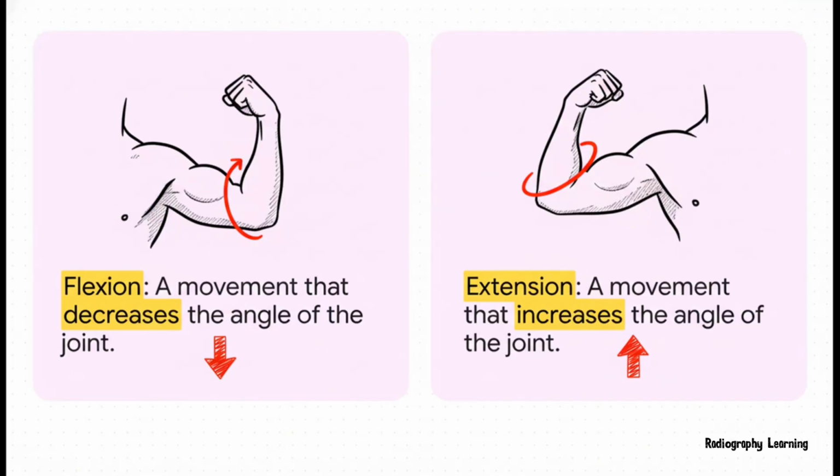flexion and extension. Flexion is just bending a joint, which decreases the angle. Think about doing a bicep curl. You're flexing your elbow. Extension is the exact opposite. It's straightening that joint back out, increasing the angle.